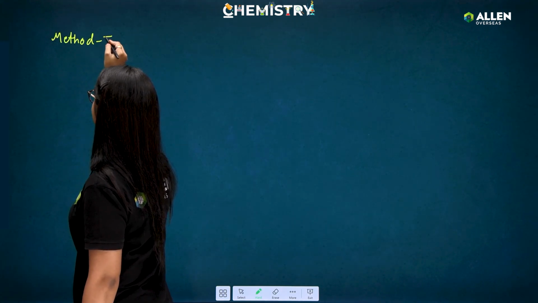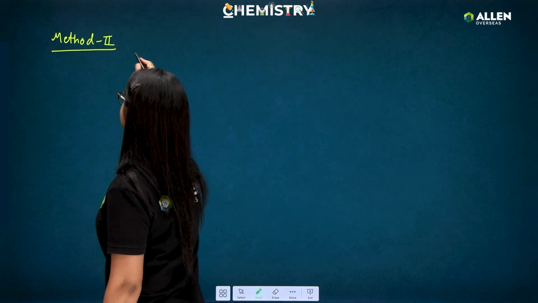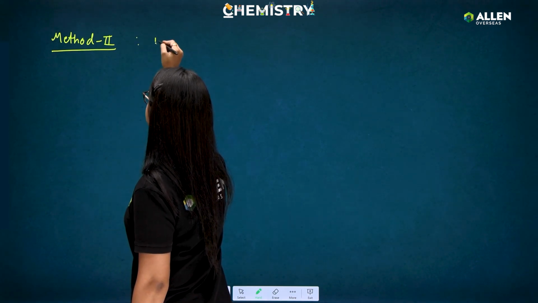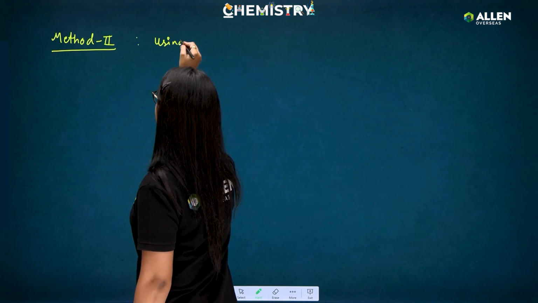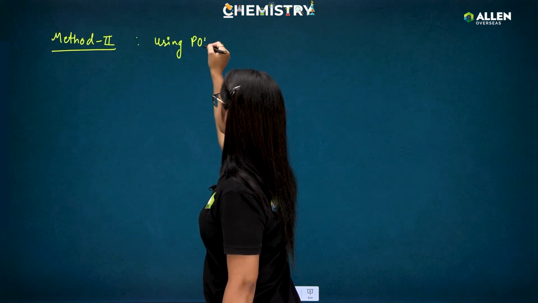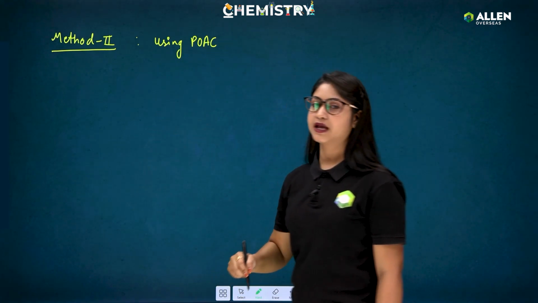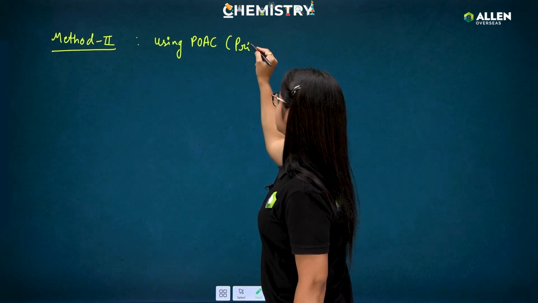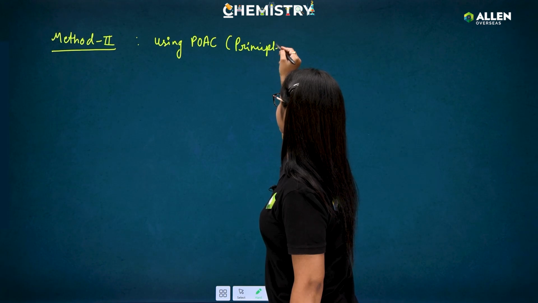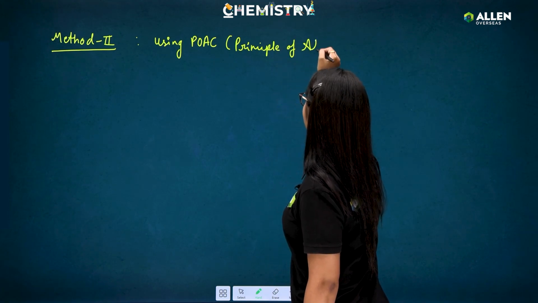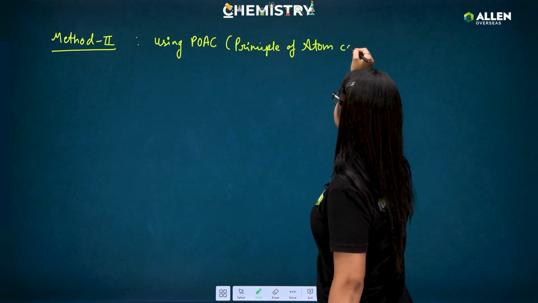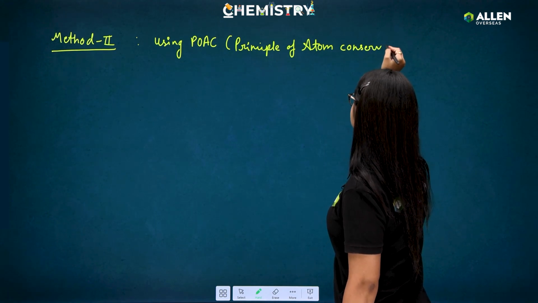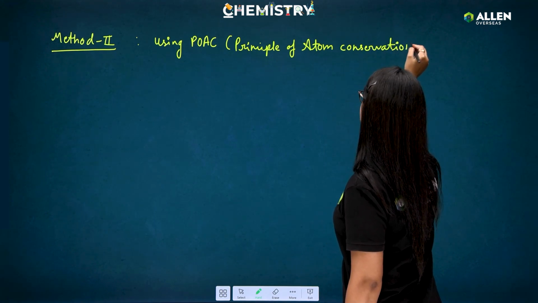Method 2. Okay, this method is using the POAC concept. And what is POAC? POAC is the principle of atom conservation. Principle of atom conservation.